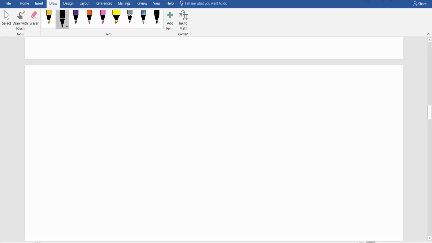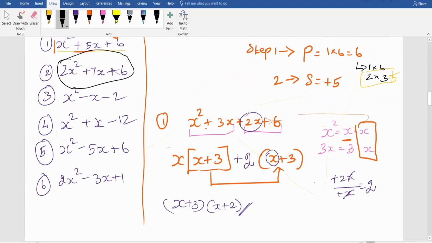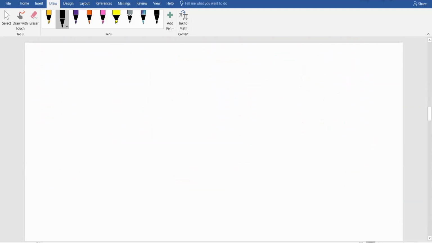For example, you need not do these steps. This could be avoided. Anyway, if you know the common terms, taking out the common terms very well, you can avoid this step. So 2x squared plus 7x plus 6. Now my product is 2 into 6, that is 12. My sum is plus 7. So both the numbers are positive.